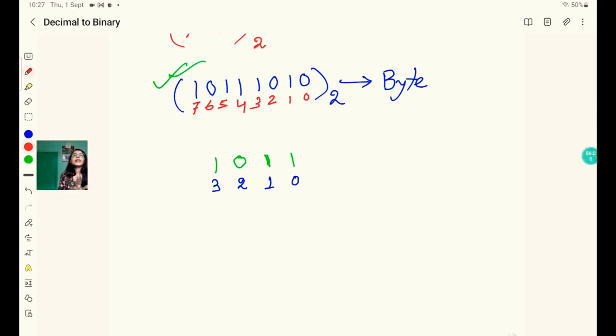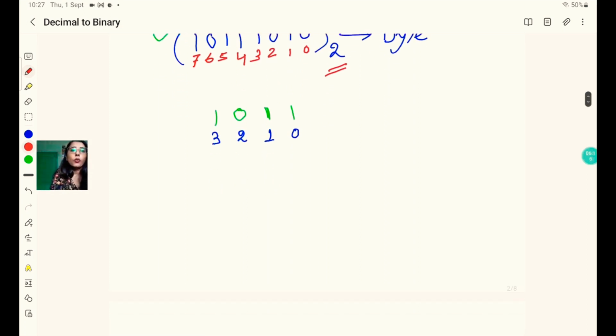Now, as the base is 2 for a binary number, whenever we give it a weightage, it means the base to the power position ranking. What is the base? 2. And 2 to the power position ranking, suppose I am giving this one.